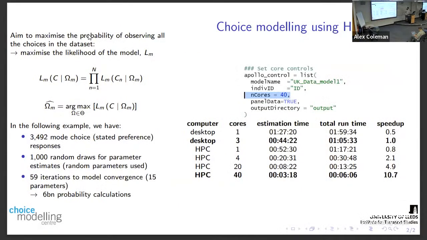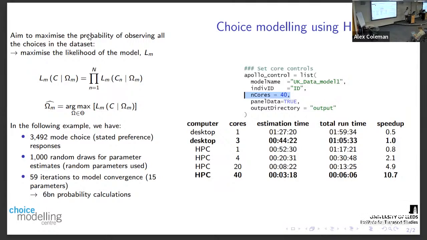So what does this actually look like? We're going to have some big data set of choices. We're going to try and use a model to predict all of those choices in our data set. We're going to maximize the likelihood of the model. So quite simple statistically. And what I've got here is just an example of how we've done this using the HPC.